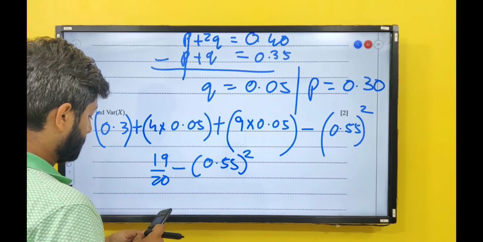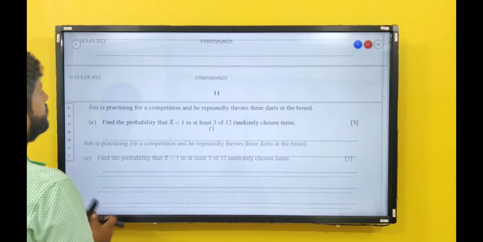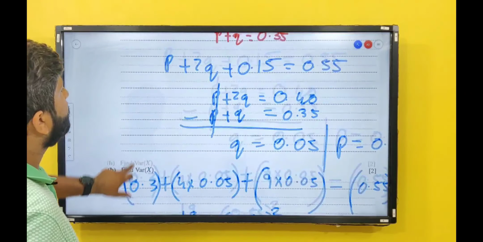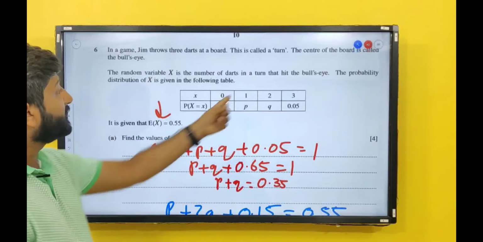Jim is practicing for a competition and he repeatedly throws 3 darts at the board. Okay, find the probability that x equals to 1 in at least 3 of the 12 randomly chosen turns. Okay, so probability at x equals to 1. I think at x equals to 1 you have P, which is 0.3. Okay, so at x equals to 1, the probability is 0.3. Now we want x equals to 1 at least 3 of the 12 turns.